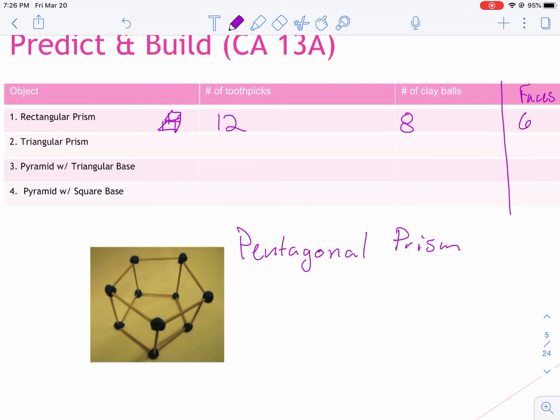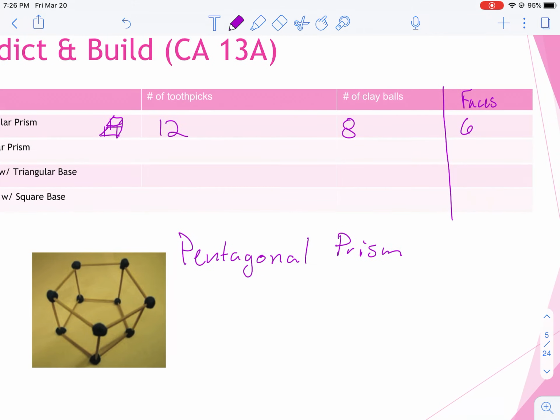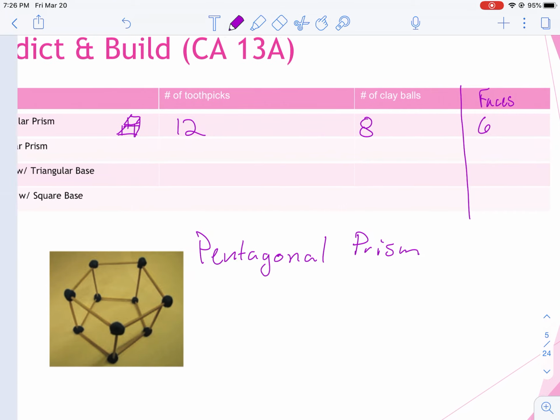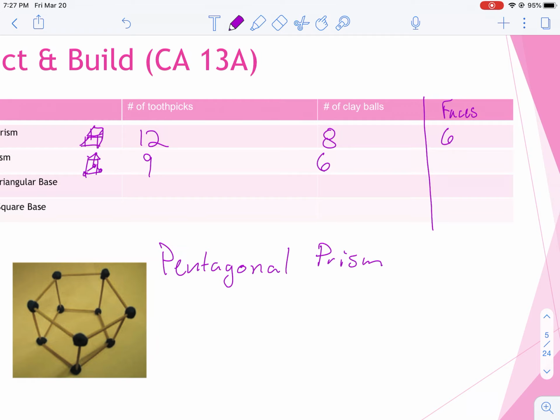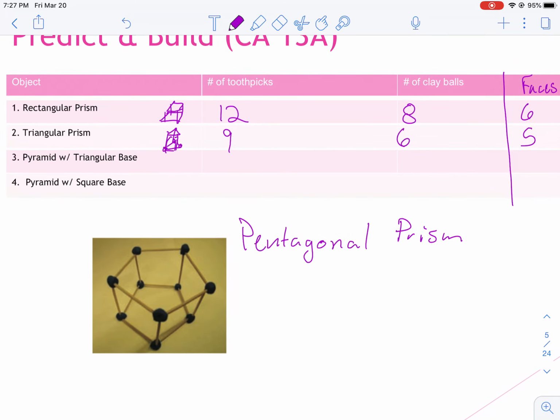Now, a triangular prism. How many toothpicks, how many clay balls, how many faces? Go ahead and pause it and think about it for yourself. I'm picturing 3 on the bottom, 3 on the top, and then 3 up and down. So 3, 3, and 3 is 9. How many clay balls? I'm picturing 1, 2, 3 on top, 1, 2, 3 on the bottom. That's a total of 6. How many faces then? I have 3 rectangles here on the lateral sides, and then the triangular top and bottom, so that's a total of 5 faces.